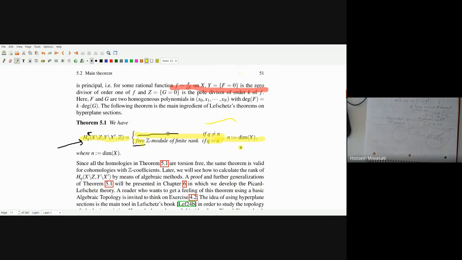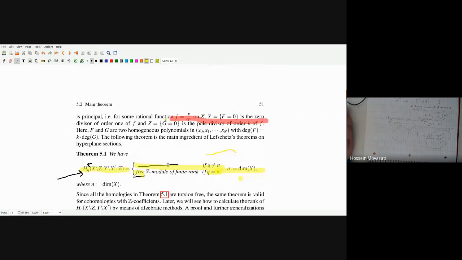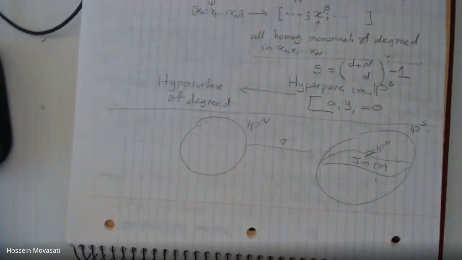As I said, for the moment, if you want to put it as a cohomology version, maybe I return back to this assumption that x and y do not necessarily come from the same hyperplane sections. So let me explain this a little bit.